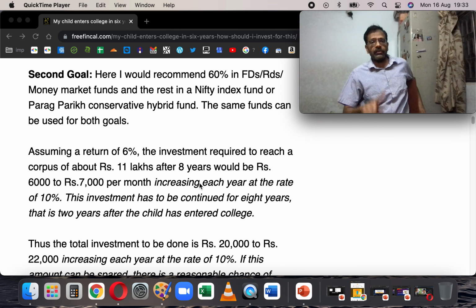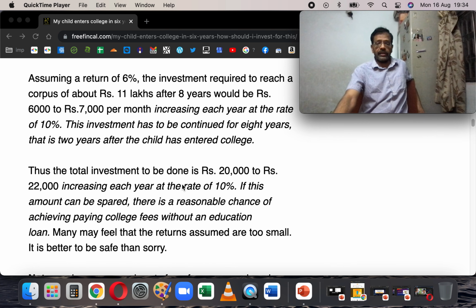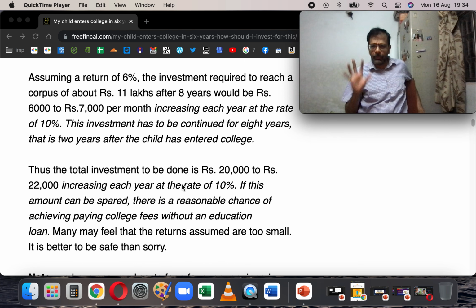Remember, this investment of 6,000 to 7,000 has to be continued even after the girl joins college. Until she enters the 3rd year, this investment has to be continued. So the total investment to be made, if you add them together, is about 20 to 22,000 roughly, increasing at the rate of 10%. If you can spare this amount, then you should be able to reasonably manage.